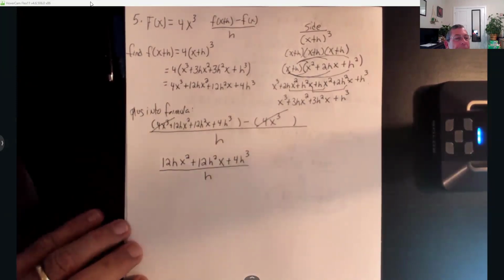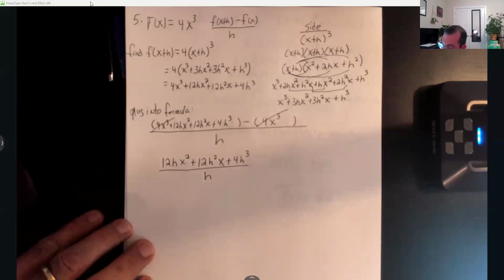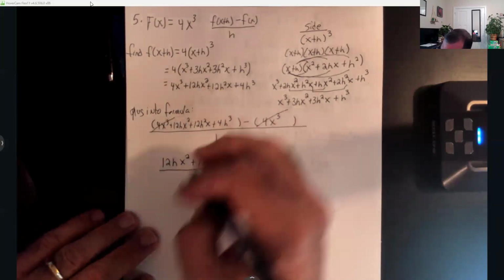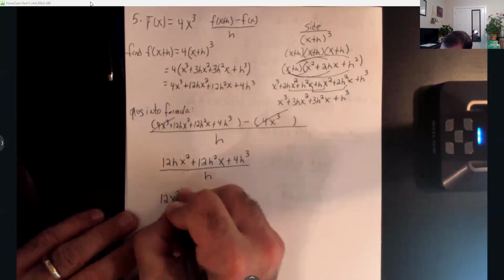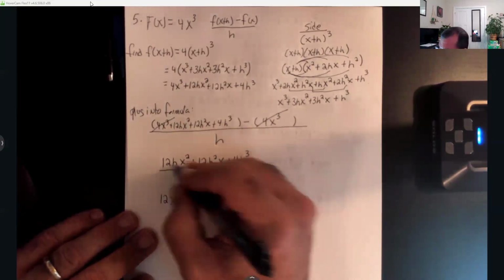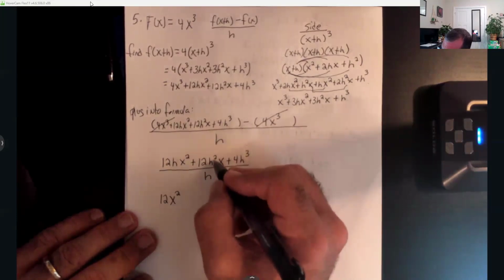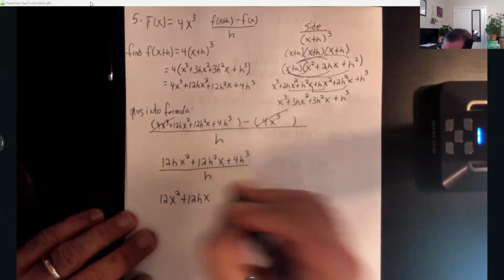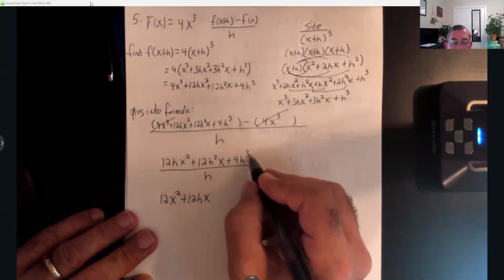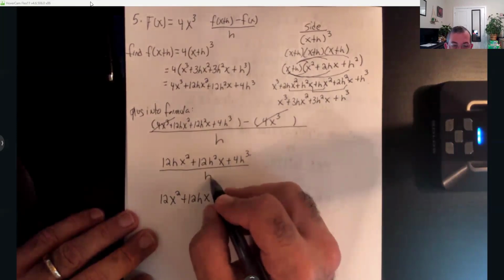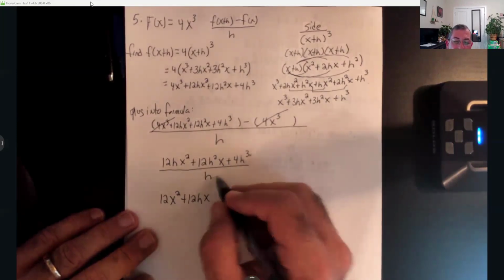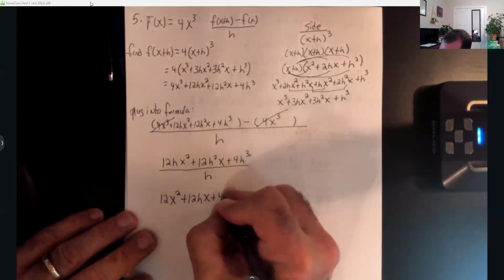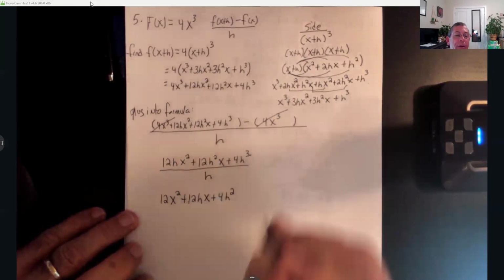So let's see what you got there. 12x squared, 12hx, and then a 4h squared. So that looks good, Nat. Because 1h cancels, leaving 12x squared. Well, the h's totally cancel. In the middle, you had 2 on top, 1 on bottom. 1 cancels, leaving a 12hx. And then at the end, you had 3 h's. 1 cancels, leaving 2. So 3 minus 1 left me 2. So that'll be a plus 4h squared.